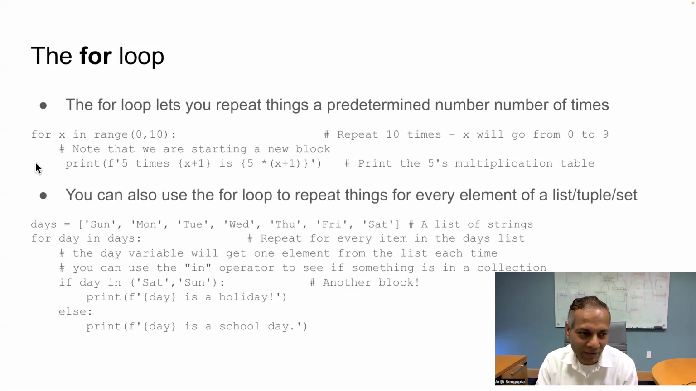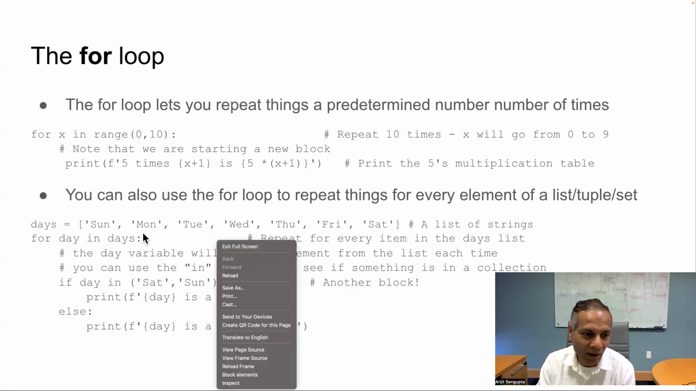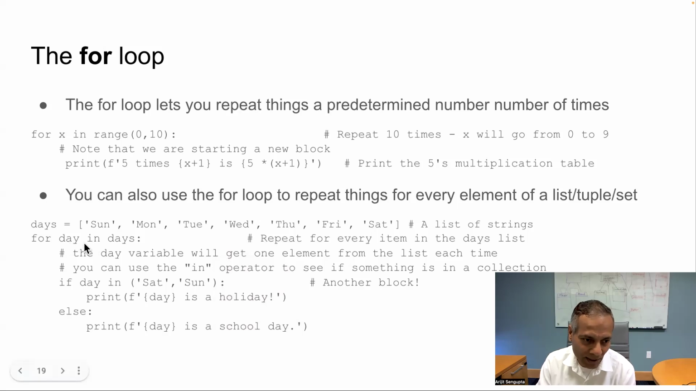And so everything from then on until the end of the block will be one tab over from that previous line. You can also use a for loop for every element of a set or a list or a tuple, right? So last time we looked at this tuple called days, which had a list of strings representing days. And now what you could say is for some variable in, now instead of saying range, I just say for that variable day in days, just for all of these values.